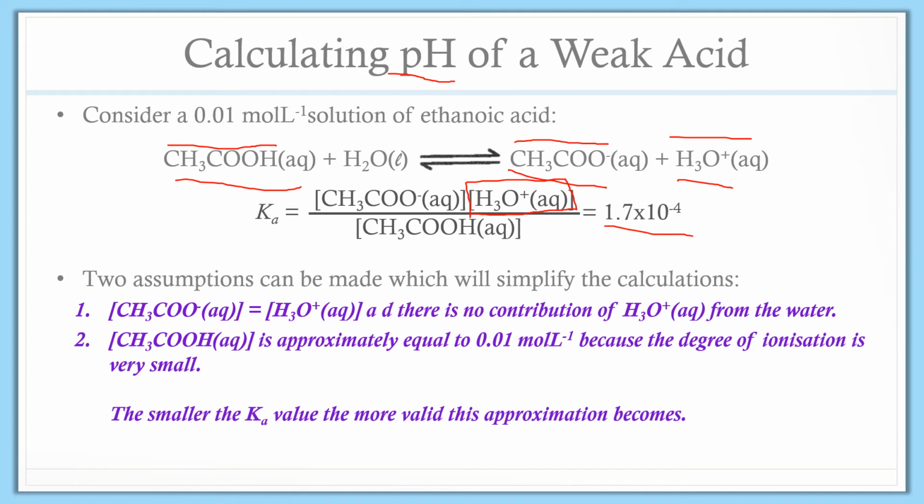Second, the concentration of CH3COOH is approximately equal to 0.01 mole per liter because the degree of ionization is very small. Basically, the concentration of the ethanoic acid they gave us in the question is the concentration we're using. By the degree of ionization being very small, they mean there's nothing going on except the acid chemistry. We have to make those two assumptions, but it's good that we can, because it makes our math really easy.